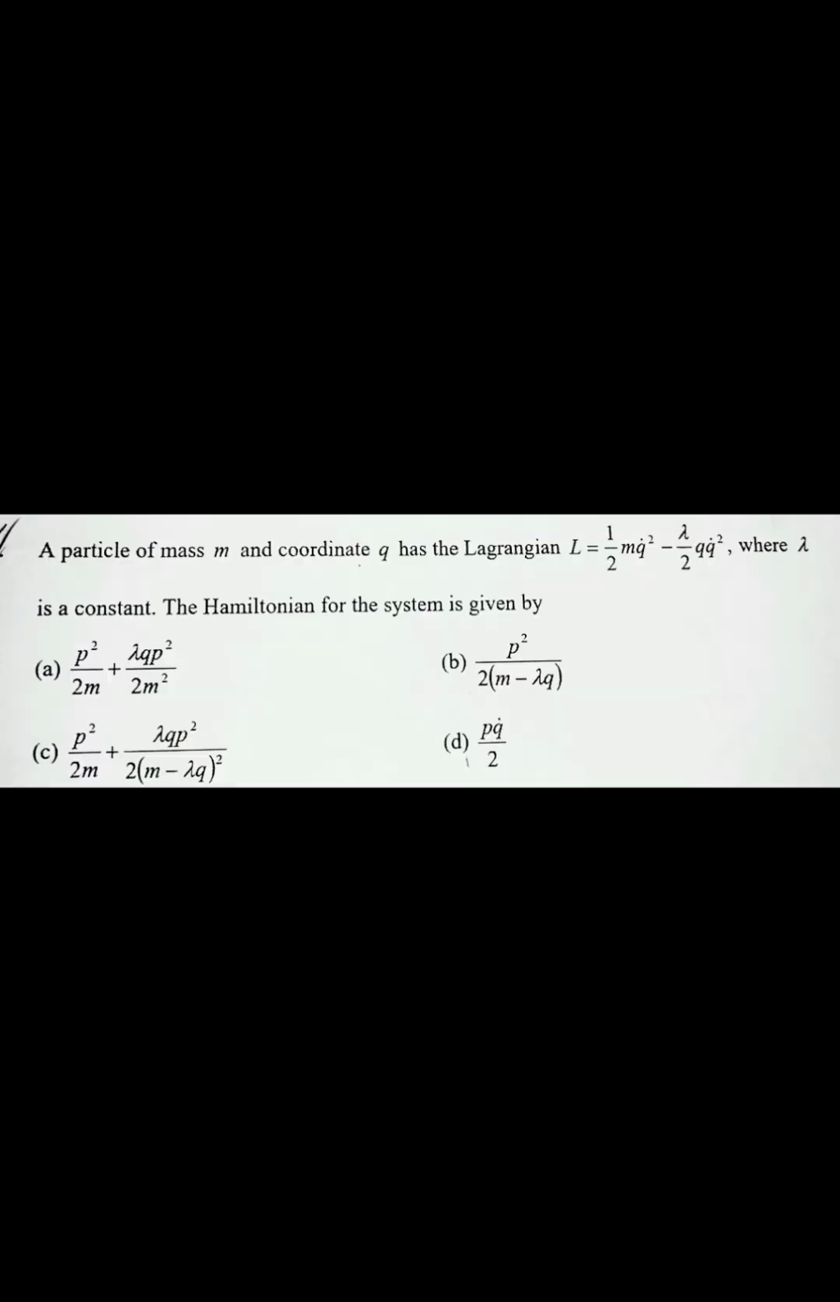This question: a particle of mass m and coordinate q has a Lagrangian L is equal to half m q dot square minus lambda by 2 q dot square, where lambda is a constant. The Hamiltonian for the system is given by dash. So here the Lagrangian is given and we need to find the Hamiltonian. That is H is equal to q dot p minus L, where L is equal to half m q dot square minus lambda by 2 q dot square.